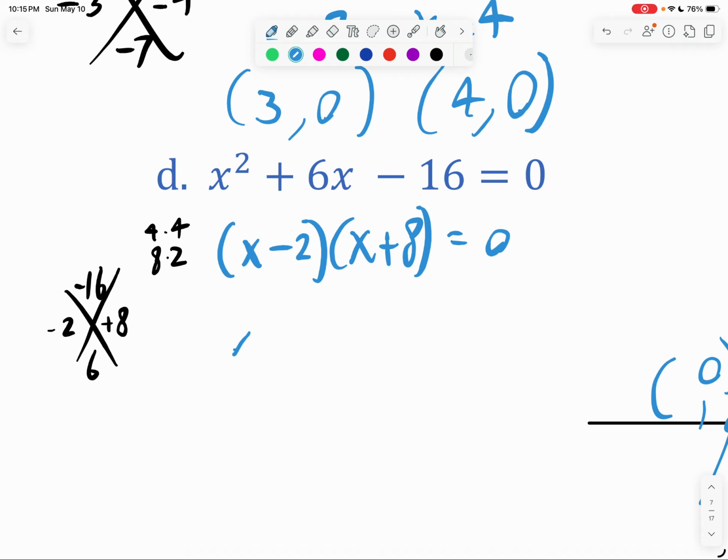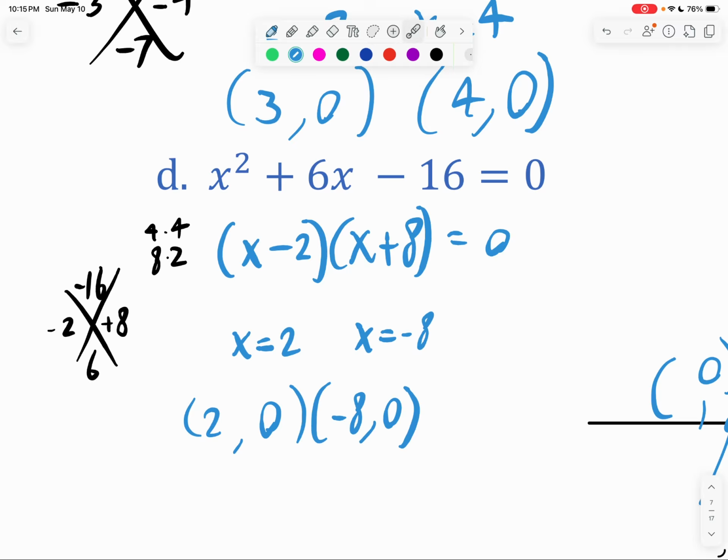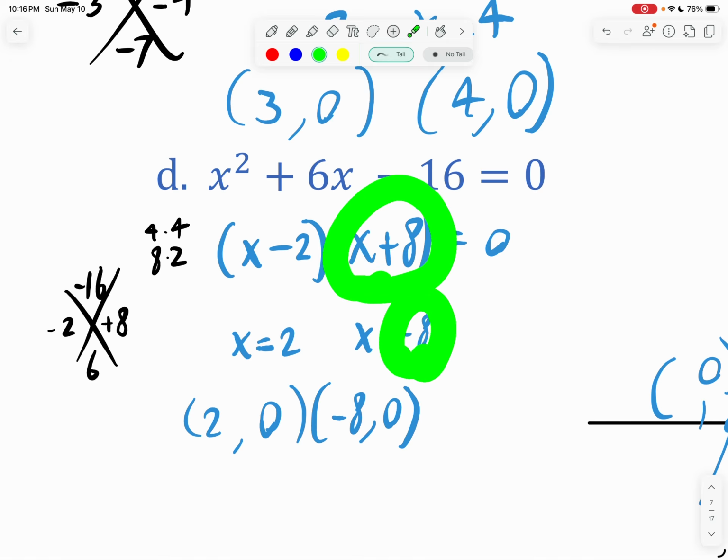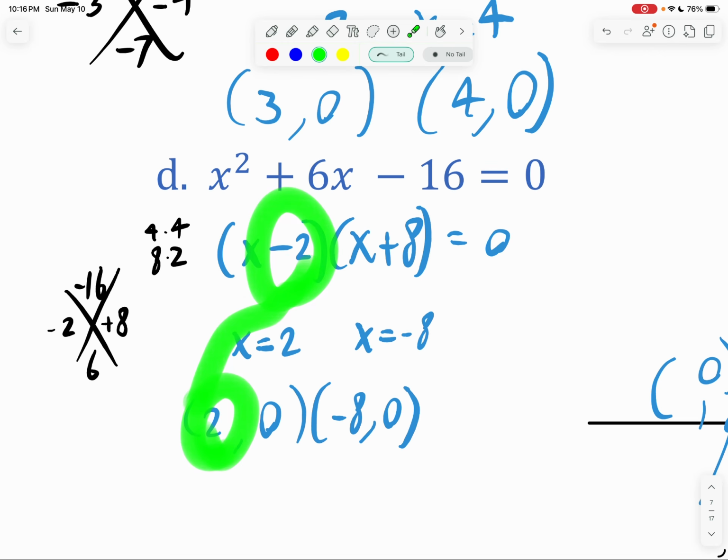What does x have to be for them to equal 0? Well, for the first one, x has to be 2, because 2 minus 2 is 0. For the second one, x has to be negative 8, because negative 8 plus 8 equals 0. And this gives us our two coordinates. 2, 0, and negative 8, 0. You might notice that x plus 8 tells us we're going to get negative 8 as our x coordinate. X minus 2, we're going to get a positive coordinate. That might be something that helps you out.